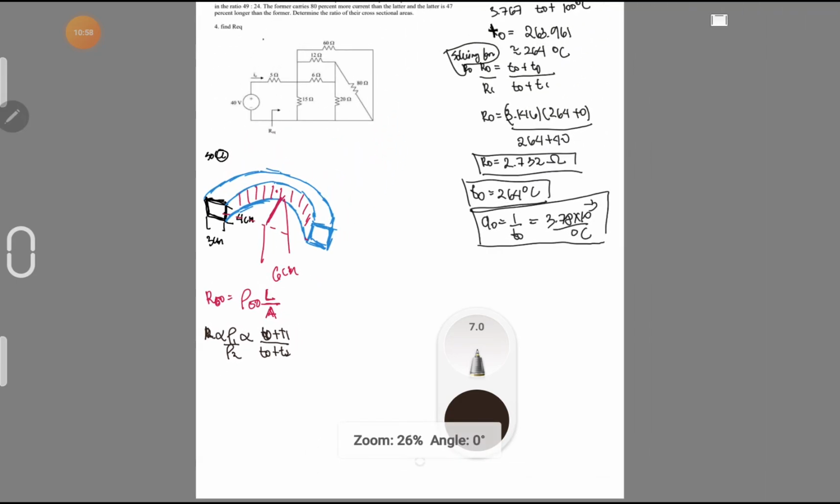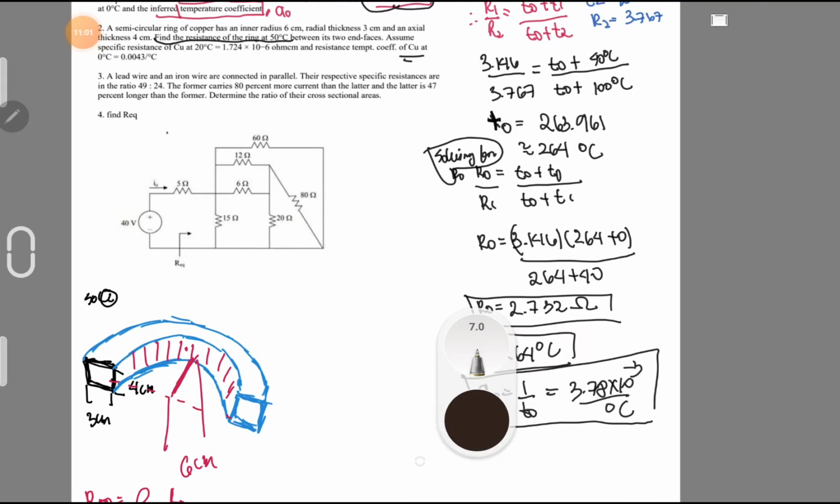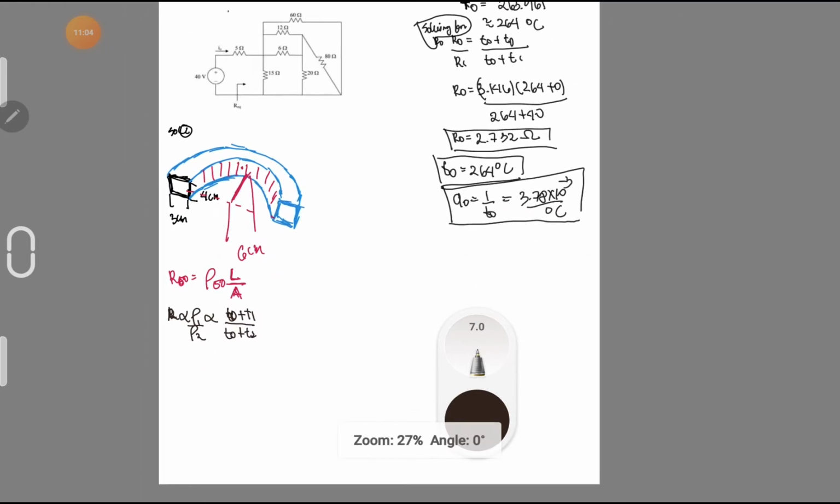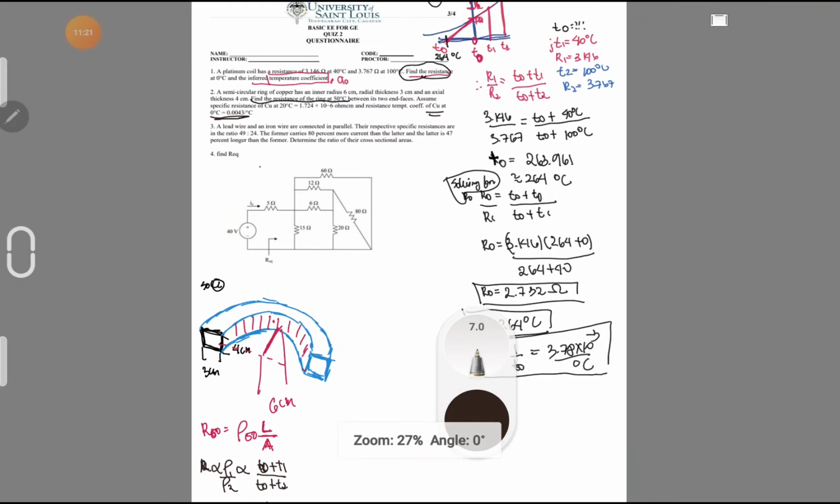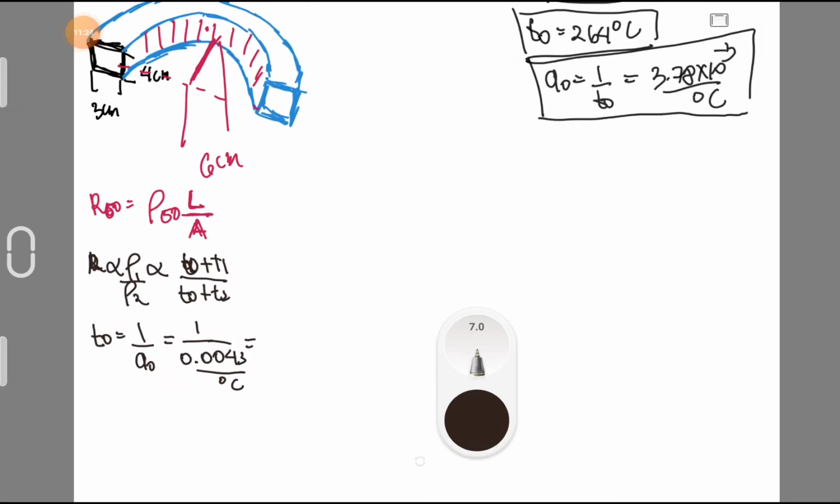Okay? Since in the equation, we have our alpha 0. Okay? So which is, we all know that T0 is equal to 1 over alpha 0, which is equal to 1 all over 0.0043 per degree Celsius, so we have a value of 232.55 degrees Celsius. Ayan yung T0 natin.